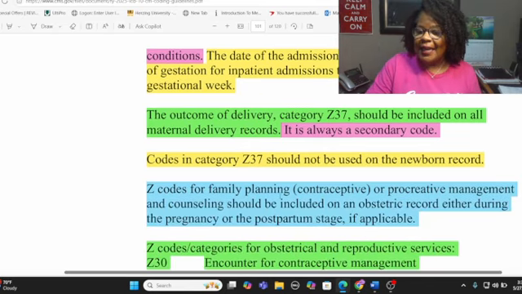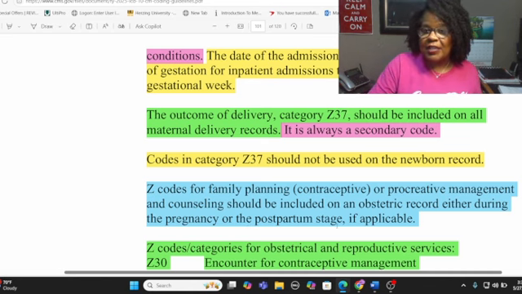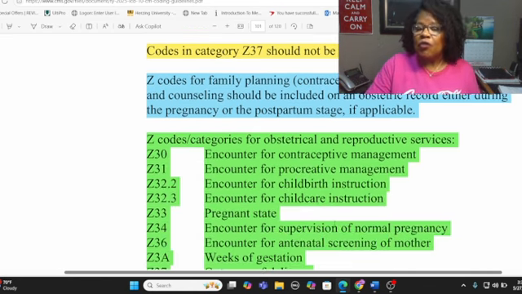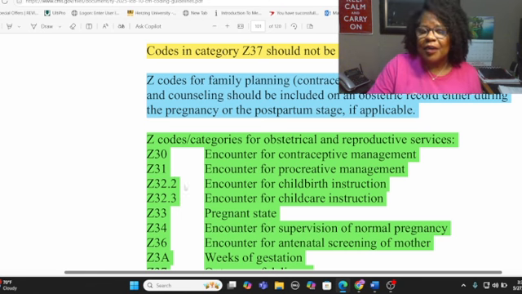Z codes for family planning, such as for contraceptive or procreative management and counseling, should be included on an obstetric record either during the pregnancy or the postpartum stage, if applicable. And then Z code categories for obstetrical and reproductive services include Z30, Encounter for Contraceptive Management, Z31, Encounter for Procreative Management, Z32.2, Encounter for Childbirth Instructions, Z32.3, Encounter for Childbirth Instructions, Z33, Pregnant State. Oh, and I want to make sure I clarified that.